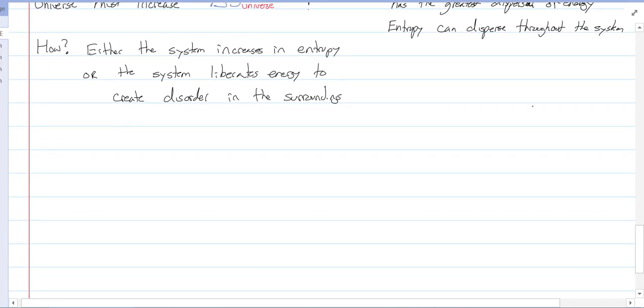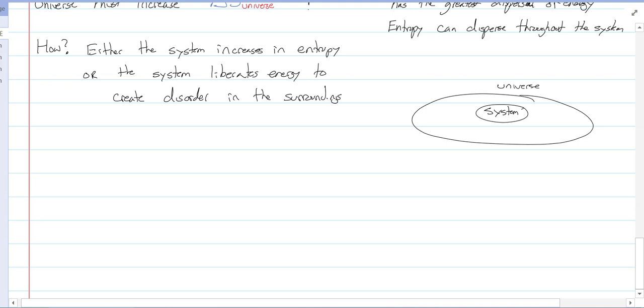So if I have my system here in my universe, we can either have heat or work done. If we're talking about heat transfer, Q, system, we got surroundings. We also have work. Now, for our purposes, we're going to look pretty much at the system. Our system is going to be a reaction.